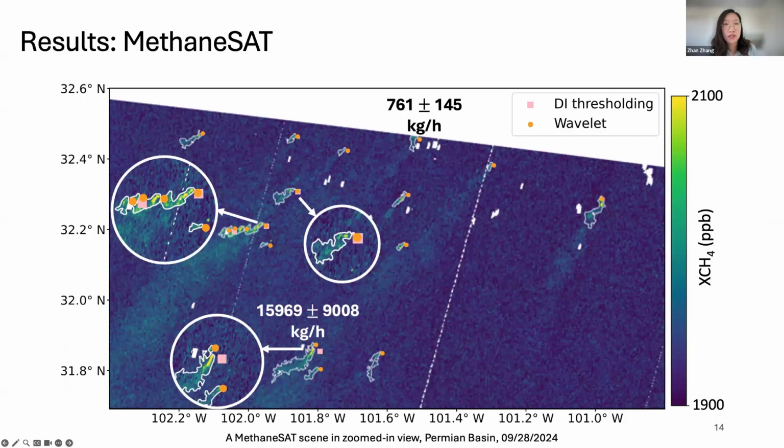And this slide shows a concrete example from a MethaneSAT scene in the Permian Basin. In this scene, both methods found 4 plumes, which are shown here in the zoomed in view with white borders. And the wavelet method found an additional 13 plumes. In terms of flux magnitude, the estimated flux here generally ranges from 1 to 10 tons per hour. The lowest rate is about 760 kilograms per hour. The highest here is nearly 16 tons per hour.